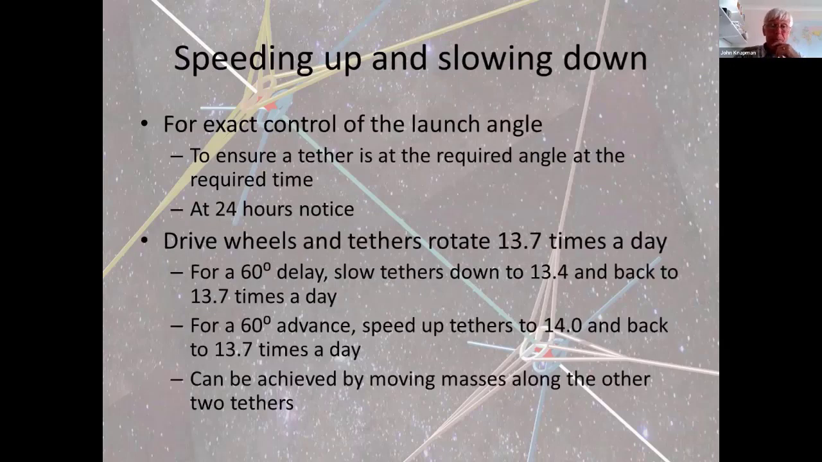Now, what happens if we want exact control of the launch angle? We've got these tethers coming round every 105 minutes, but it may be we want to launch in between one of those. And to do that, we can slow it down with 120 degrees between each secondary tether. So a 60-degree delay or a 60-degree advance allows us to cover all angles. And to do that, you can move masses along the other 2 tethers, or you can, in fact, use the motors as well. We have sufficient power to perform that in the 56 megawatts available.